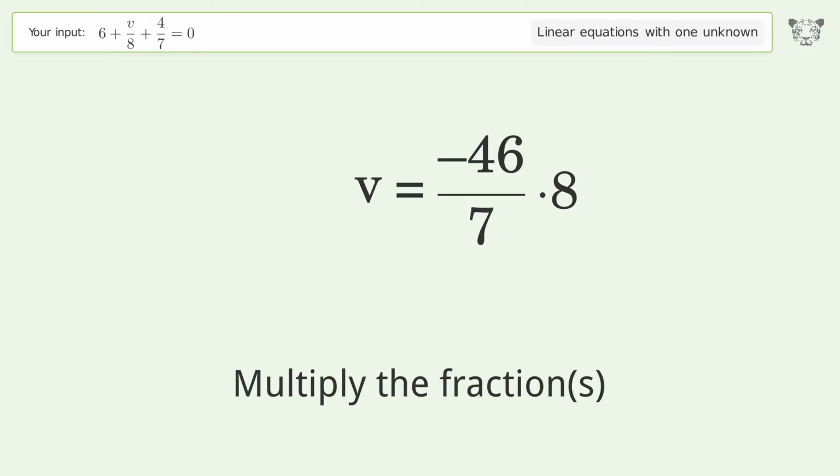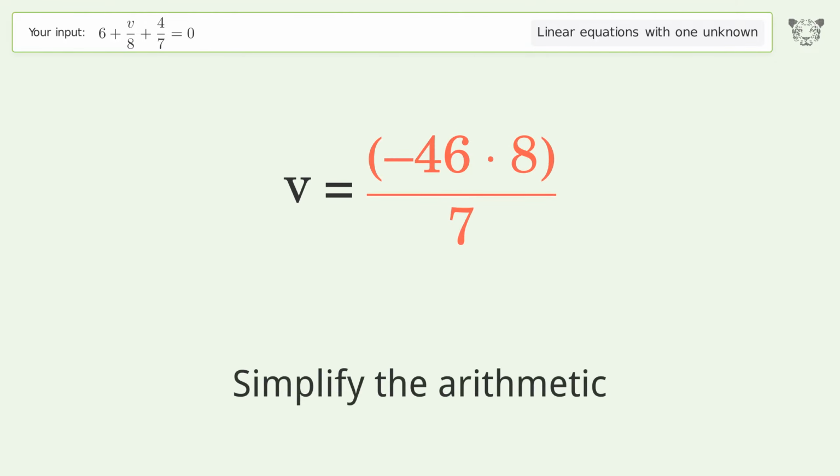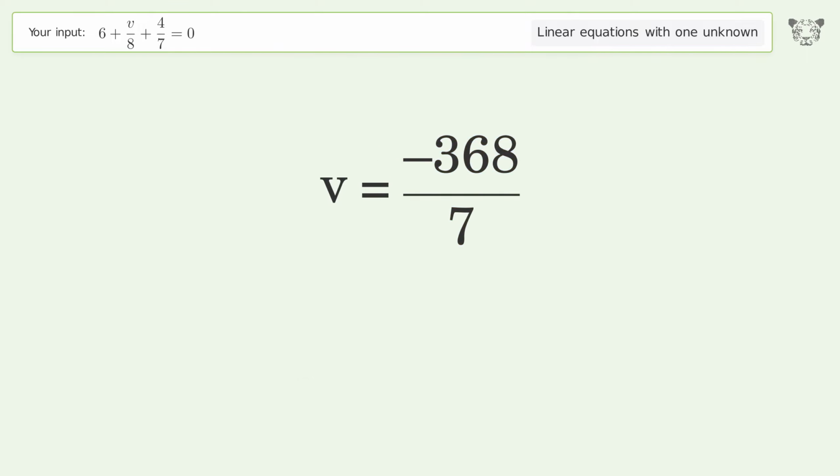Multiply the fractions. Simplify the arithmetic. And so the final result is v equals negative 368/7.